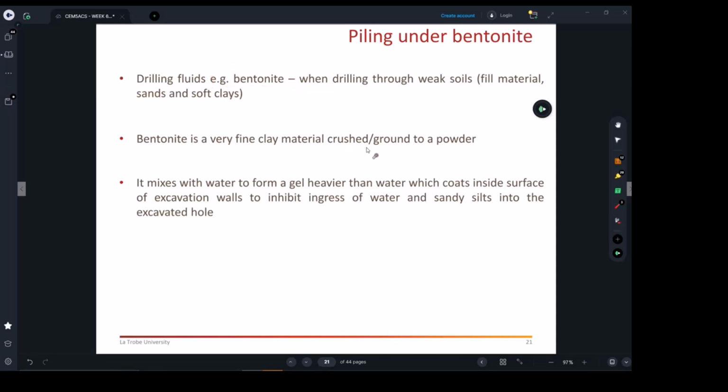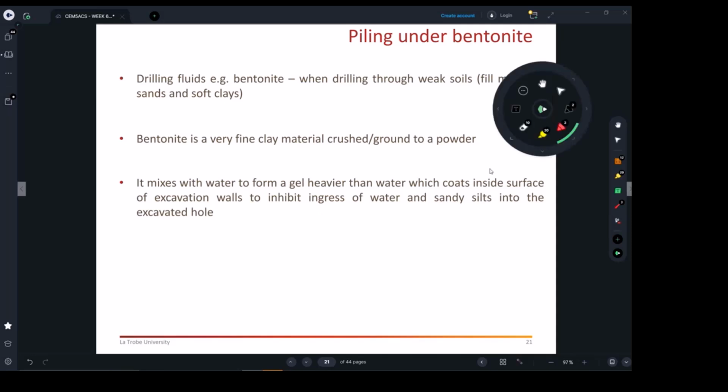Bentonite is a very fine clay material, crushed and ground to a powder, and it's mixed with water to form a kind of gel heavier than the water. That's how it's chemically treated in order to form a gel which is heavier than the water, which will end up providing a coat or a seal. It will seal the sides of the hole and prevent ingress of water or sandy silt into the excavated hole. So that's basically the idea.